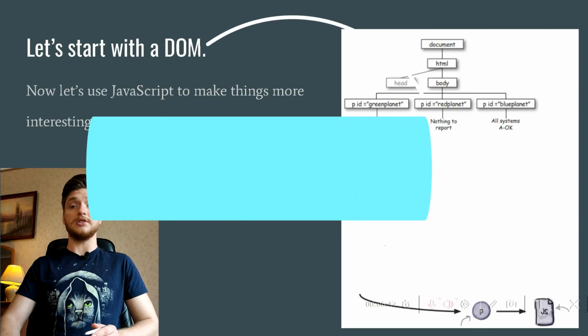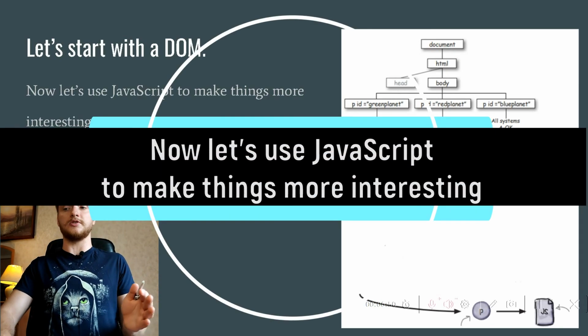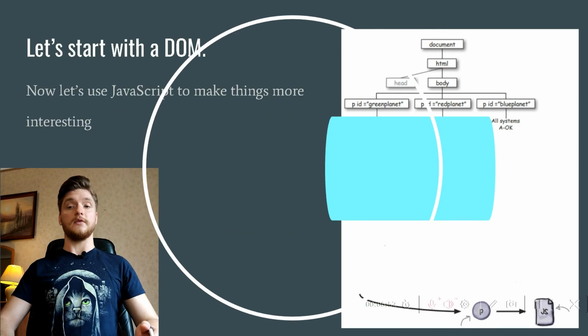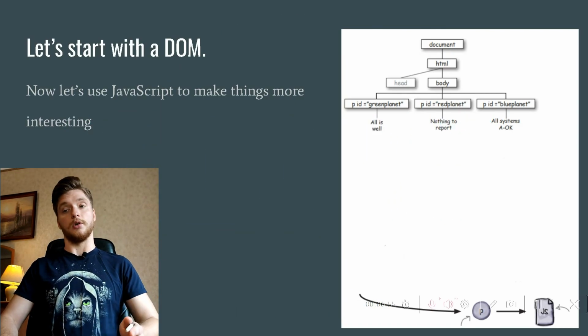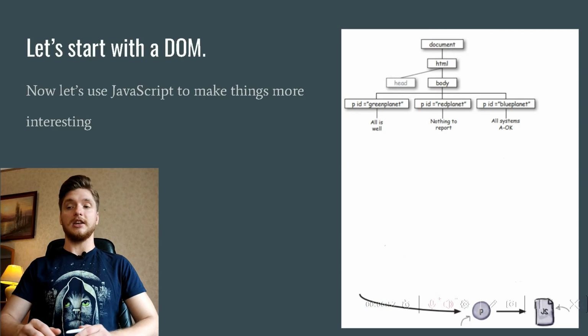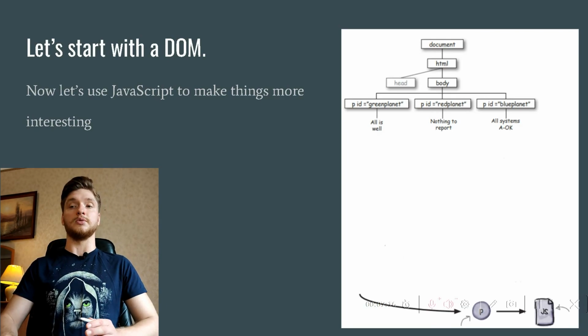Now, let's use JavaScript to make things more interesting. Let's say we want to change the green planet's text from "all is well" to "red alert, hit by Fraser fire." Down the road you might want to do something like this based on user actions or even based on data from a web service. But we'll get to all that. For now, let's just get the green planet text updated. To do that, we need the element with an ID of greenplanet. Here is some code that does that.